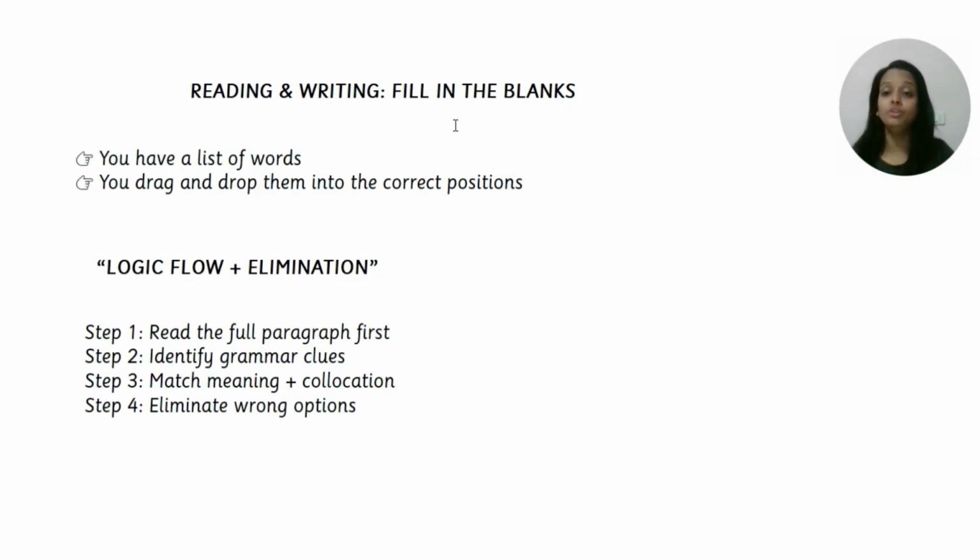Okay, so step one, you have to read the full paragraph first, and step two, identify grammar clues, which means you have to understand the paragraph direction. Is it explaining a risk, need, consequence, or solution? And for each blank try to predict the kind of word needed, whether it's a verb, noun, positive, or negative meaning. Okay, and then you have to match the meaning plus collocations. Then finally try to eliminate wrong options that fail by understanding the meaning, by understanding the grammar, and then the natural usage. Okay.